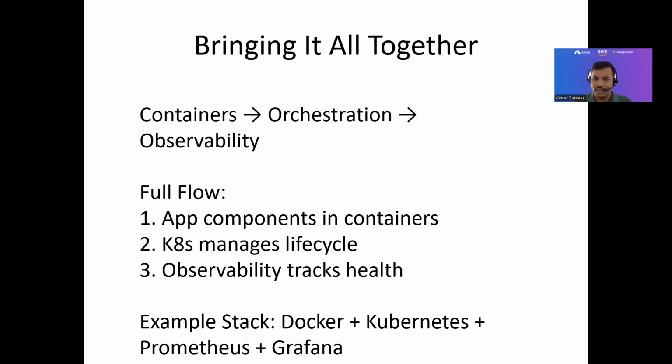And the example here to understand it: Docker, Kubernetes, and the observability tools like Prometheus plus Grafana, right? So in combination of all this together, it's going to become a complete cloud native architecture.